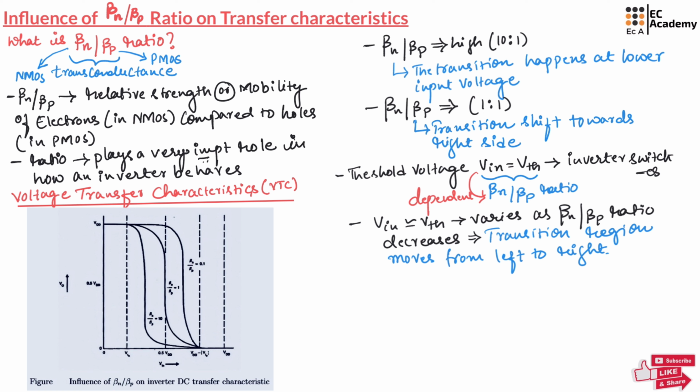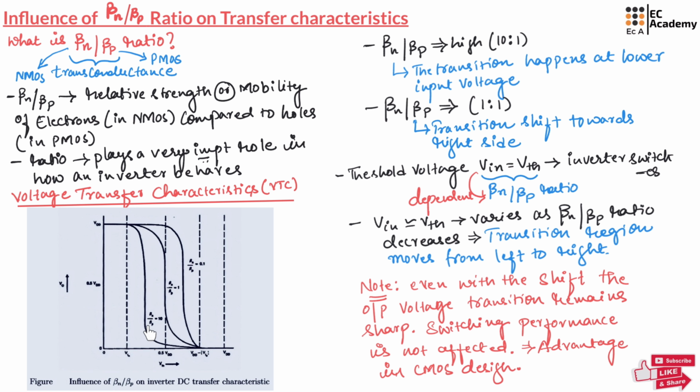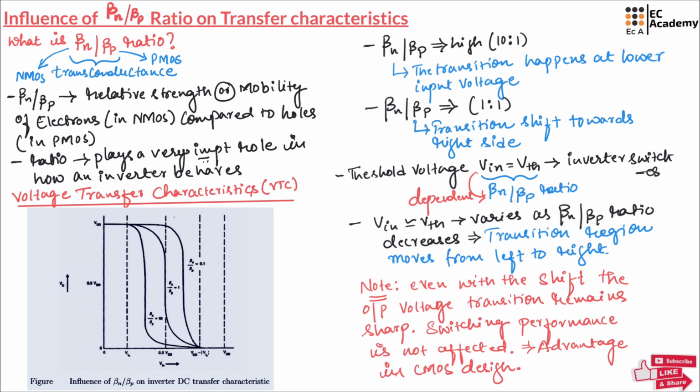Here you need to note that even with the shift towards the right side, the output voltage transition remains sharp, which means the switching performance is not affected, which is a big advantage in CMOS VLSI design.